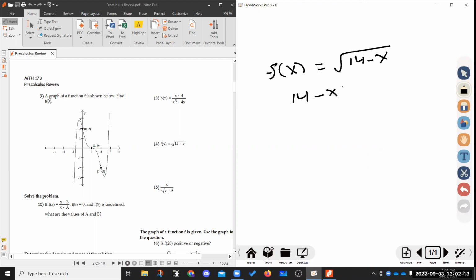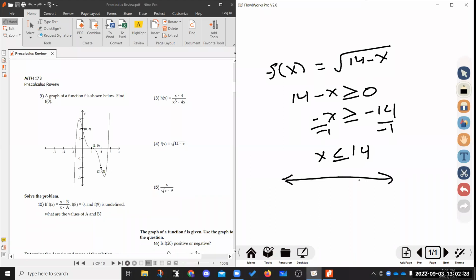So I can't have a negative on the inside, but I can have a positive or I can have a 0. Negative x needs to be greater than or equal to -14. When I divide by -1, I change the direction of the inequality sign. X has to be less than or equal to 14. Here's 14. Here's equal to 14. There's less than 14. So this is -infinity to 14. And that upper bound is included.